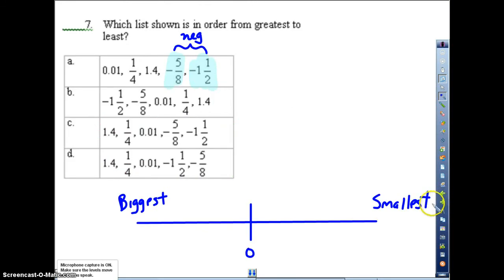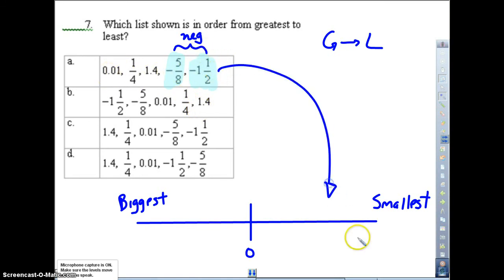All right, which list shown is in order from greatest to least? And the thing I notice is in each one of these lists, we have the same numbers, and I have 3 positives and 2 negatives. I know for sure the negatives are the smallest because they go on this side. And all of these positives are bigger than negatives, so they're going to go over here since we're ordering greatest to least. Okay?